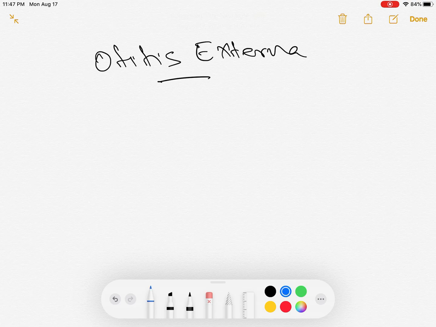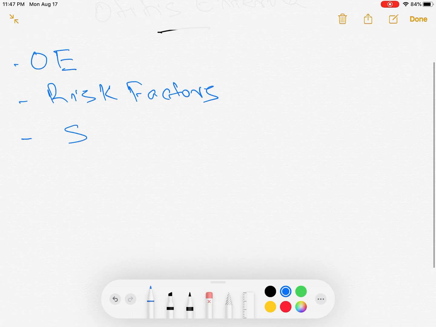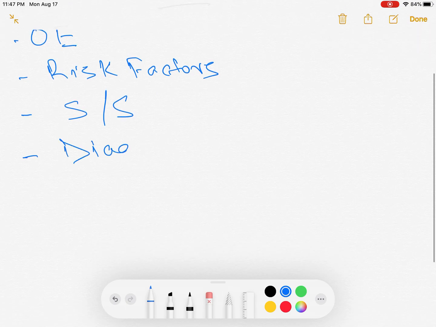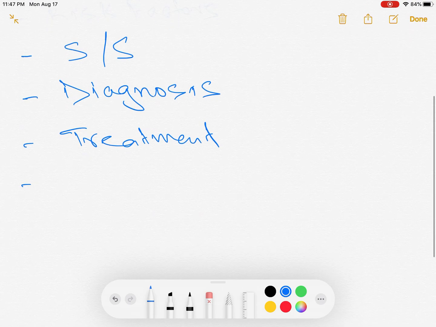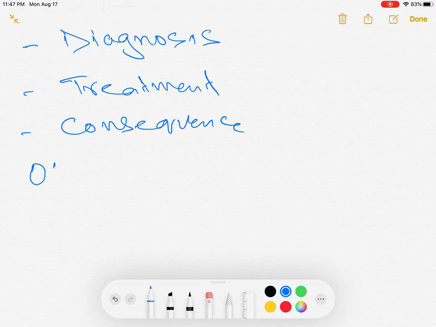We will discuss what Otitis Externa is, what causes it, what some of the risk factors are, who gets Otitis Externa, how the patient will present to you, so what the signs and symptoms are, how you will diagnose them, how you will treat them, and what some of the consequences of Otitis Externa are. So let's look into Otitis Externa first.